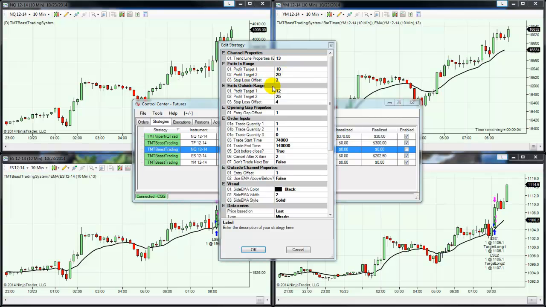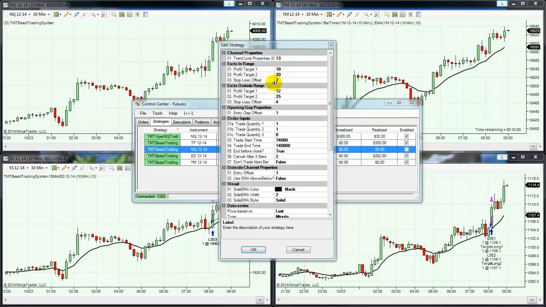The stop loss offset. If it's an inside day, you want to set your stop tighter because you'll tend to have chop during an inside day. So we want to have proper money management rules applied. And so we set the stop loss offset for indexes, future indexes, to 2.